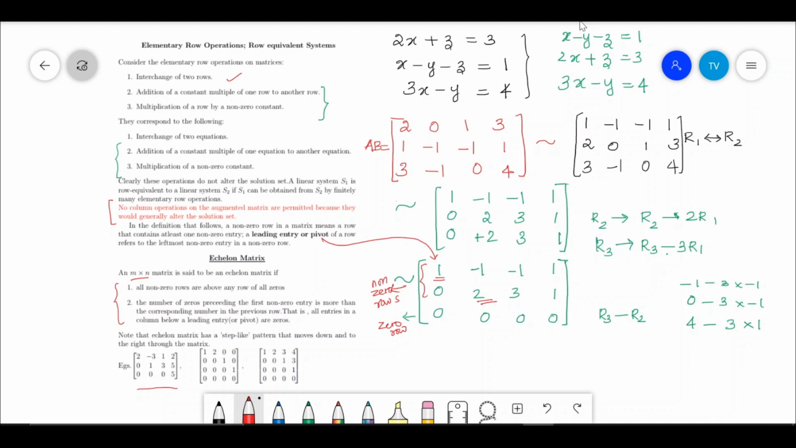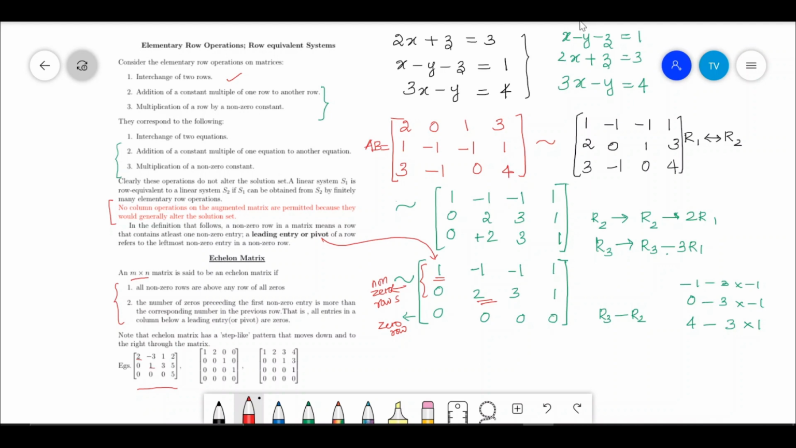There are no zero rows here. All the rows are non-zero rows, because in the third row also you can see there is at least one non-zero element, and hence all the three are non-zero rows. And note the second condition. This 2 is the first pivot element. Before 2 there are no zeros. This 1 is the second pivot element.